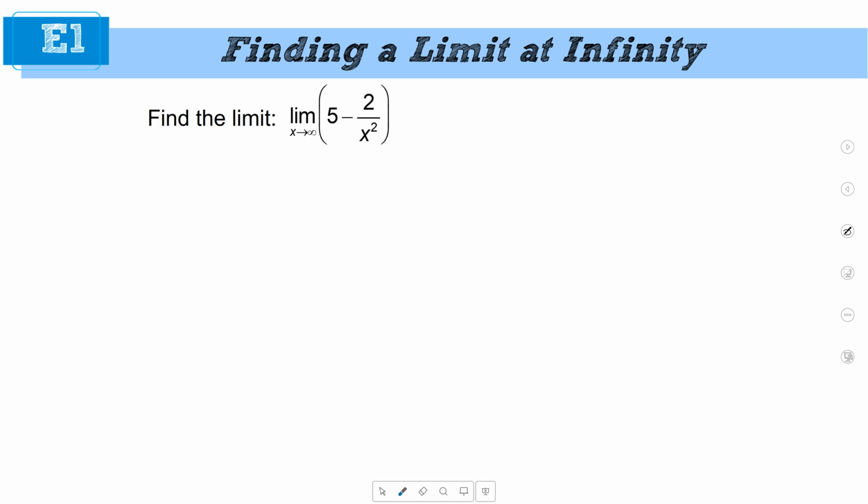Okay, so for instance, this one, I don't have a rational function. I've got 5 minus 2 over x squared. How are we going to approach that problem? Ideas? Well, what's the first thing you always do? Plug and chug. Limit as x approaches infinity of 5 minus 2 over... Oh, what's infinity squared? Infinity. Yeah, there's no infinity.